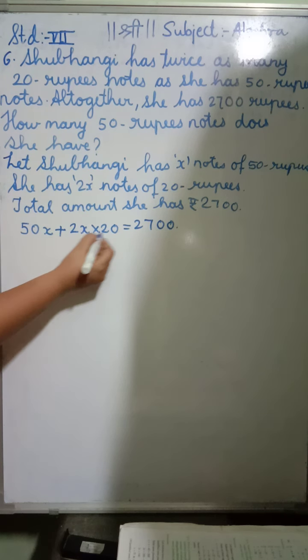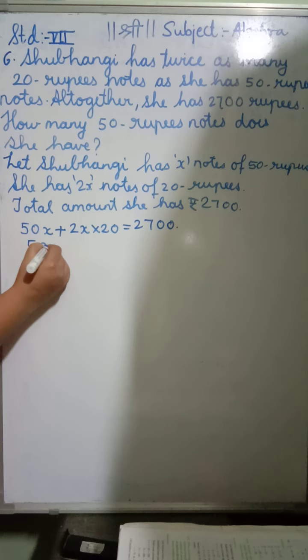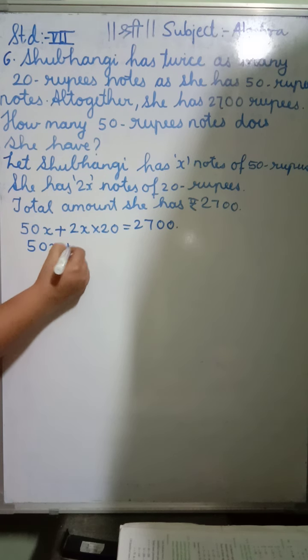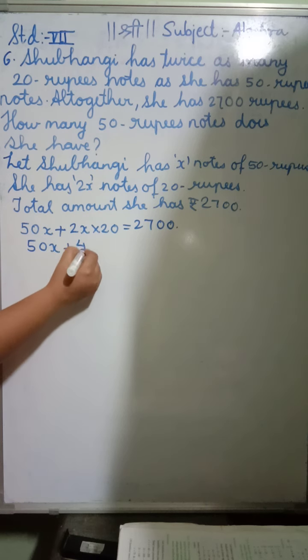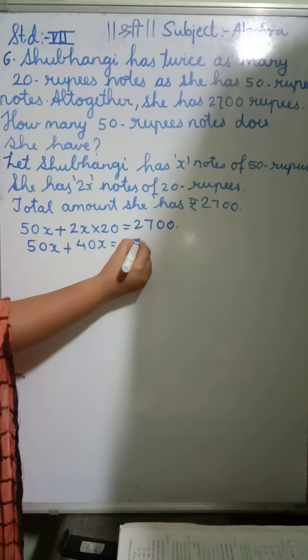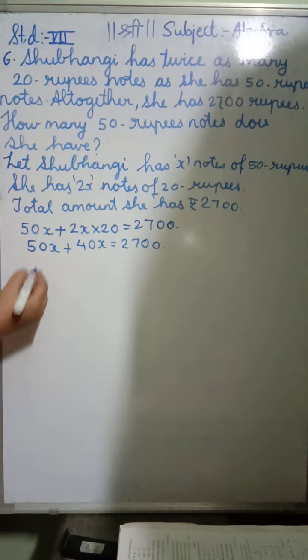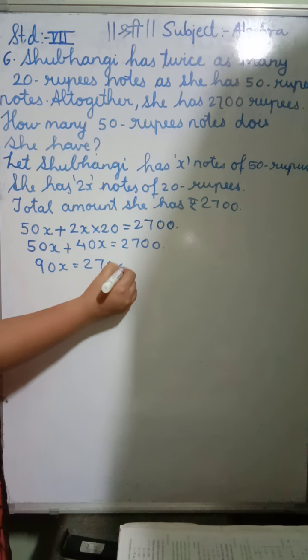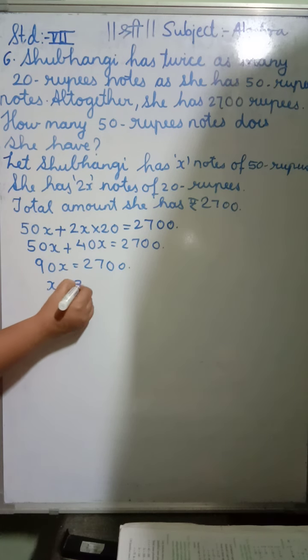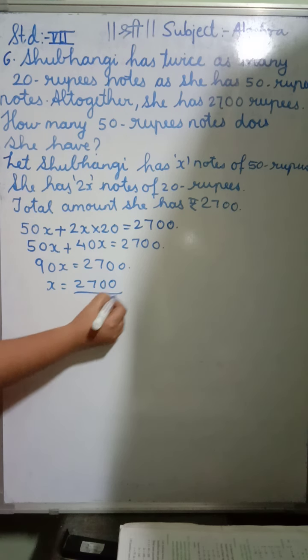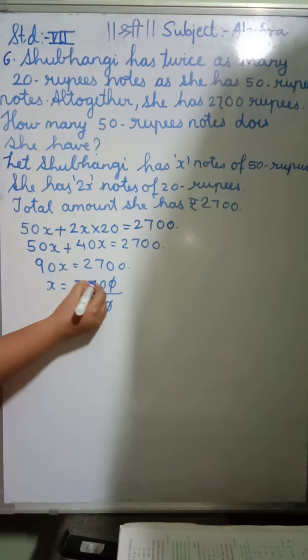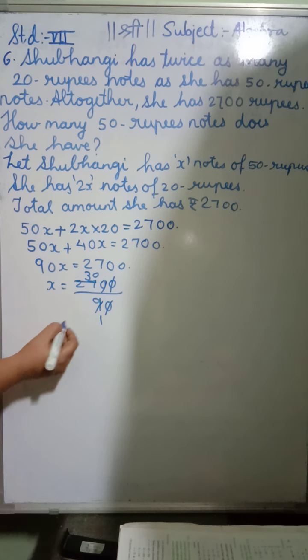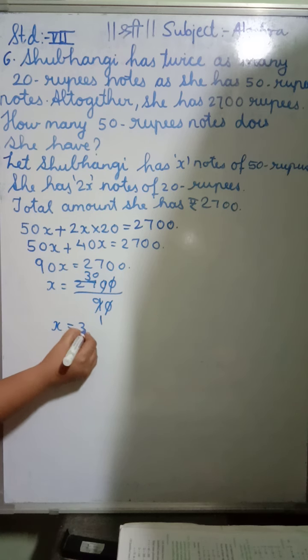Yes. Now what will we do first? Yes, we will multiply this. So 50X as it is, plus sign as it is. 2 20s are 40X equals 2700. Yes, 50 plus 40, 90X equals 2700. X equals 2700 upon 90. 3 9s are 27, 9 threes are 27, and this 0 you will add here. Therefore X equals 30.